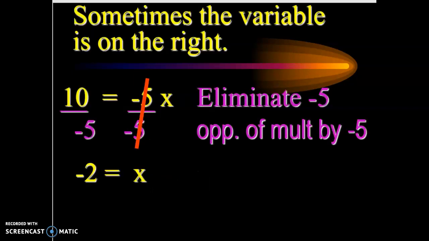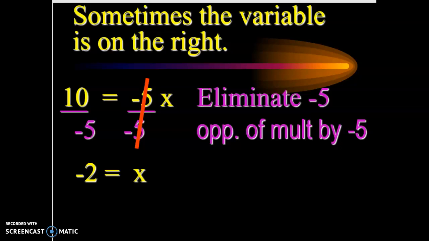Now I want you to look at something. Sometimes the variable might be on the right. I always like the variable on the left, and so I always say, try to get the variable by itself on the left. But in all reality, sometimes the variable's on the right. Take a look at this. You still do the same thing though.